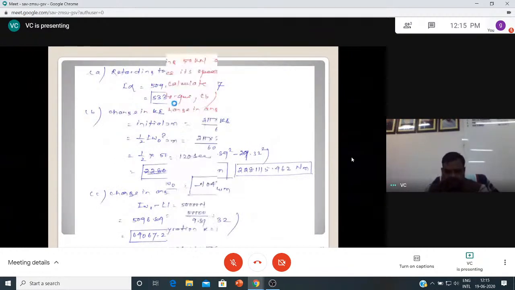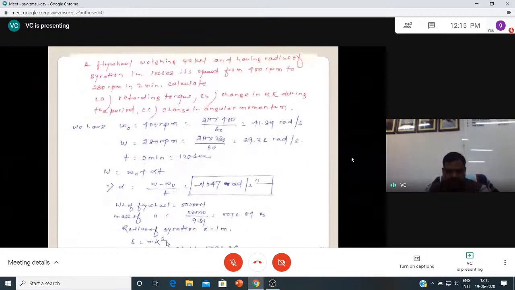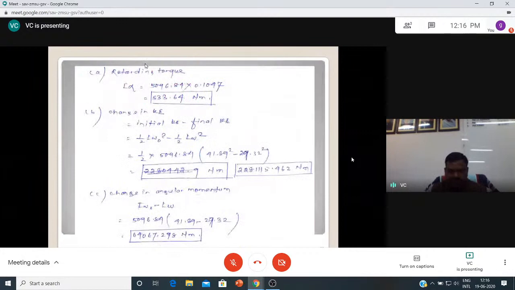I is m k square, I is known, alpha is known. With these two parameters, first obtain the torque, then the change in kinetic energy: the final kinetic energy minus the initial kinetic energy. Half I, which is known, times omega final square minus omega initial square, from 400 rpm to 300 rpm. This is the kinetic energy, half I omega square. Change in angular momentum is I omega naught minus I omega, final angular momentum minus initial angular momentum.